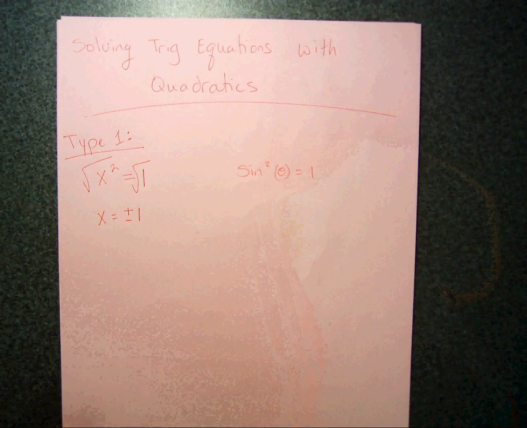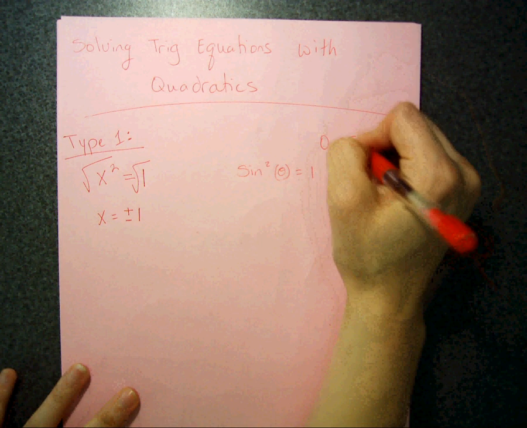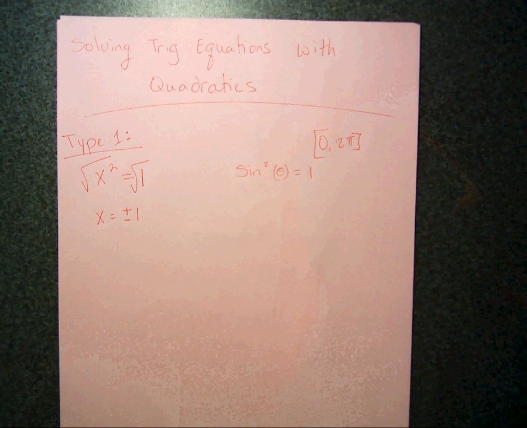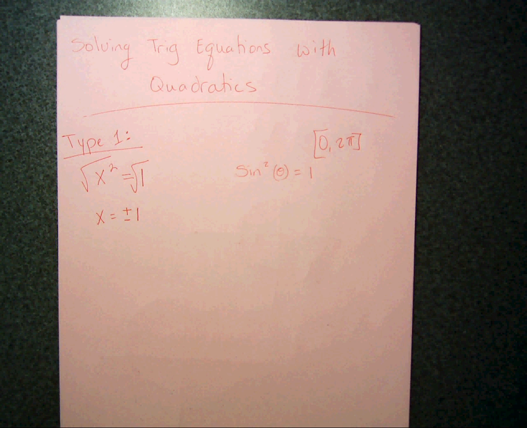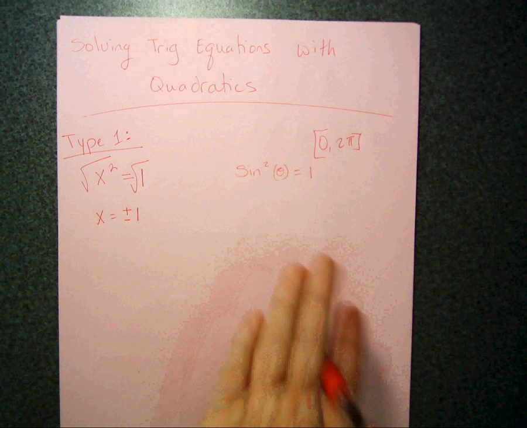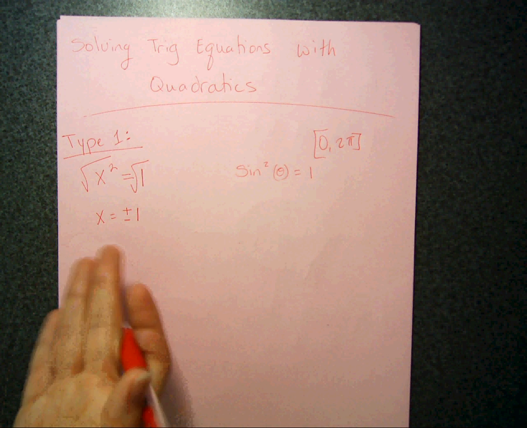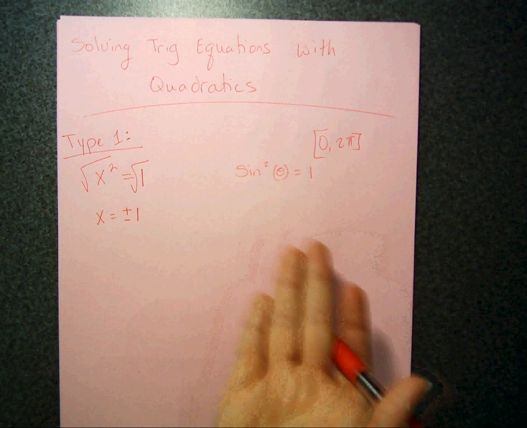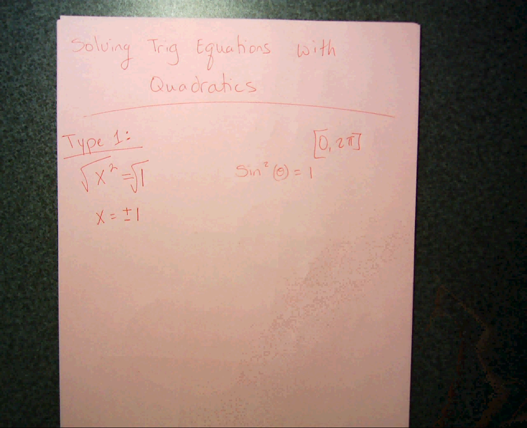So say that I have sine squared of theta is equal to 1. And we'll make it simple. I'm restricted on the unit circle. So I want to know all the values of theta that will make this true. The way I would solve this equation is the same exact way that I would solve the basic algebraic quadratic. So I want to get sine all by itself before I can ever start looking at angles.